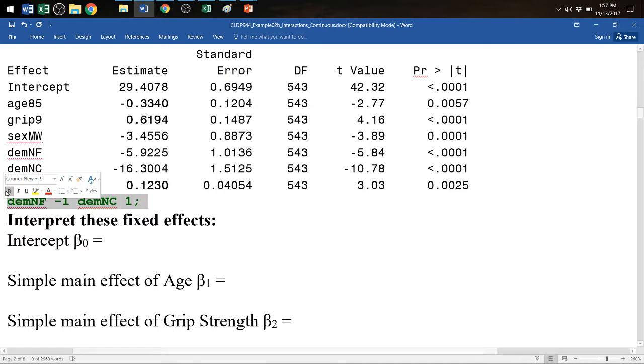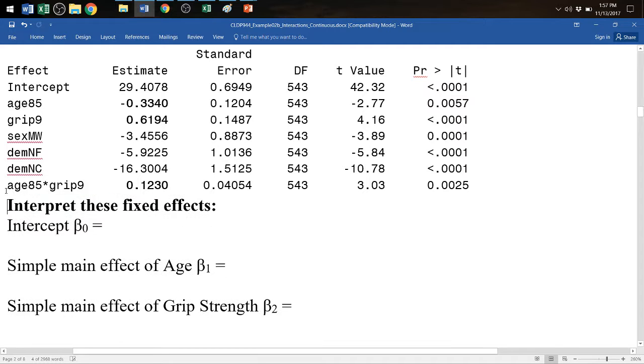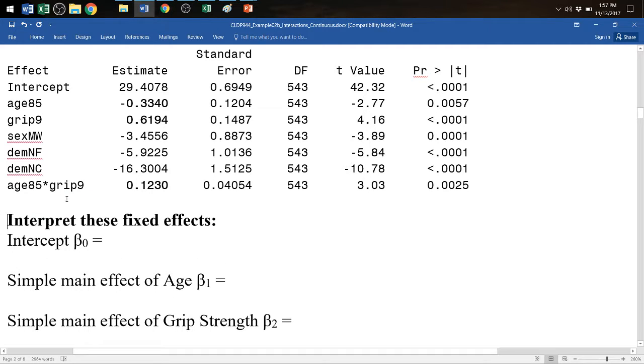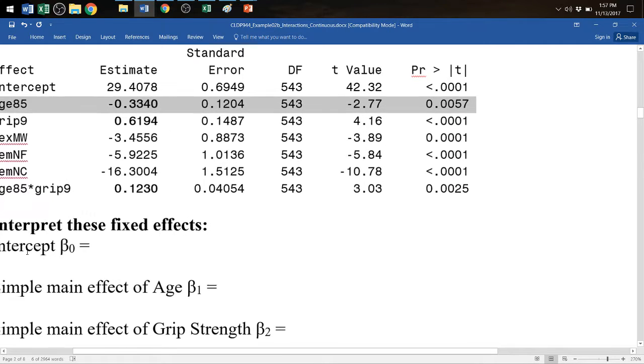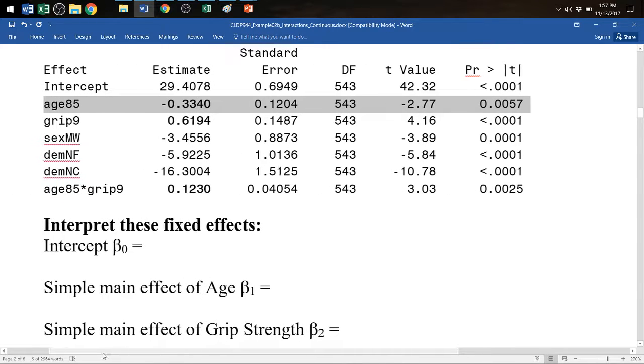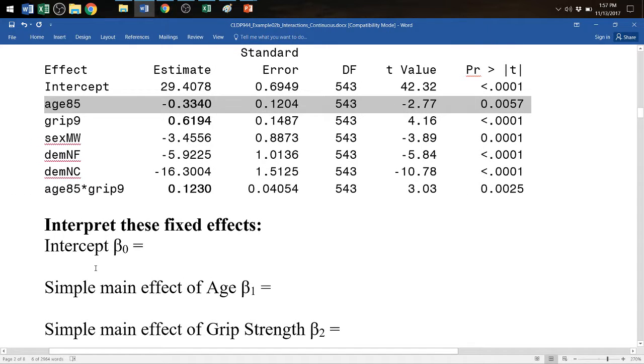But we'll talk about that more next time when we do the same type of interaction patterns with grouping variables instead. So we got the intercept. Simple main effect of age is right here. So why am I saying simple? Or conditional? That's another one. It's the effect of age when grip strength is 9, because it's part of an interaction term. So you can't just say the main effect of age, because it's different for different people as a function of grip strength.